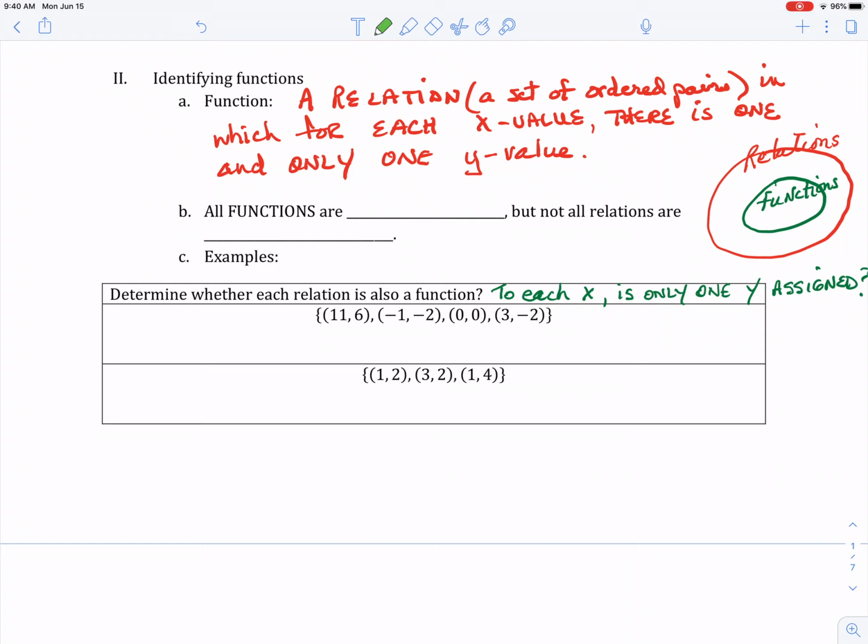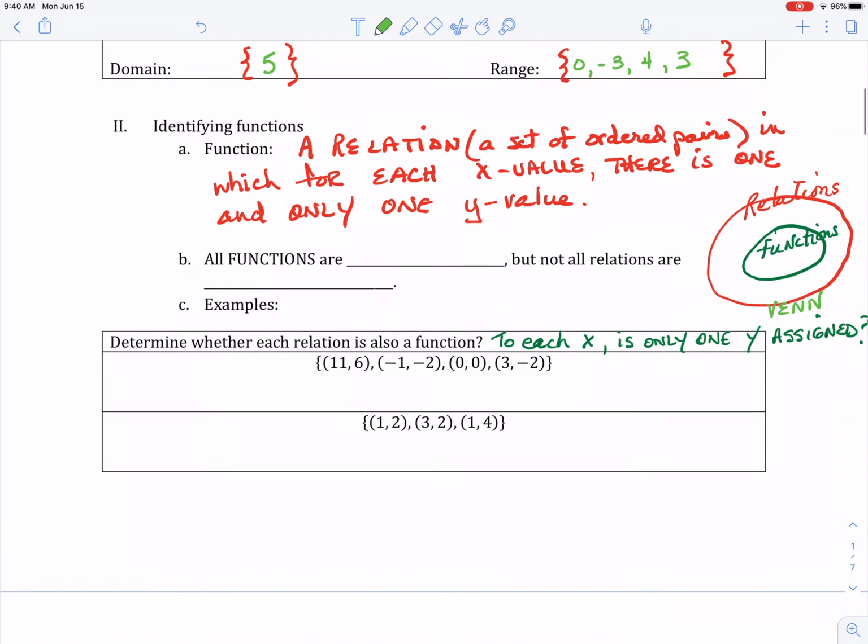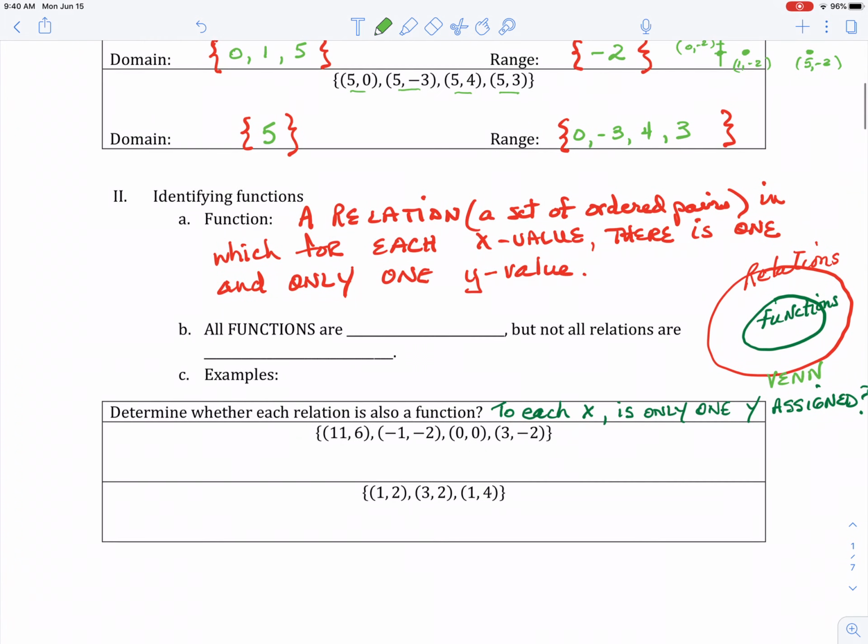So I've done a little Venn diagram. I don't know if you're familiar with that word or not. It's from a German mathematician, a Venn diagram, and you can see that I've drawn a large circle for the relations, and within that larger circle is a smaller subset, which we are going to call functions. And these functions will fit that finer definition that for each x value there is one and only one y value.